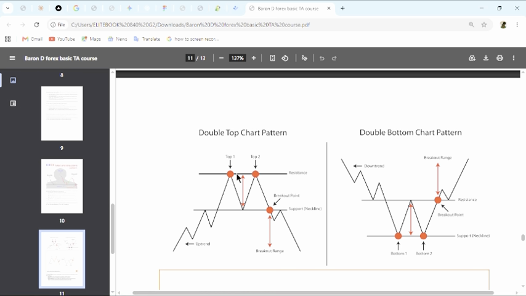So after I did that, the first one has to touch the resistance, and the second one has to touch the resistance, to be a verified double top chart pattern. So you then wait for a break of structure of the resistance or a reversal of the resistance to continue the trend.